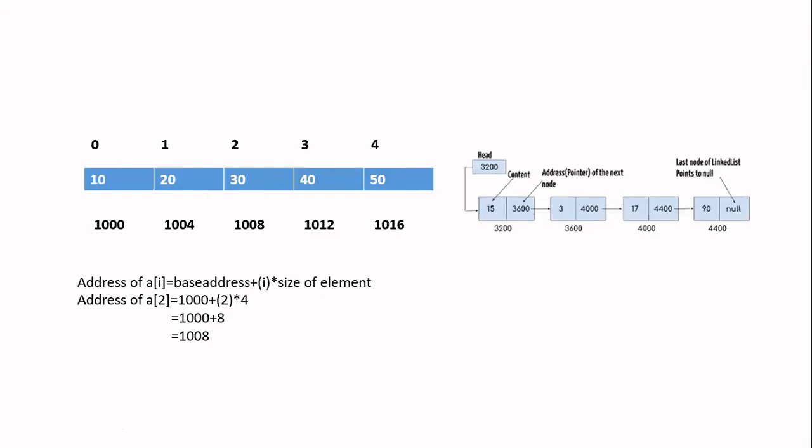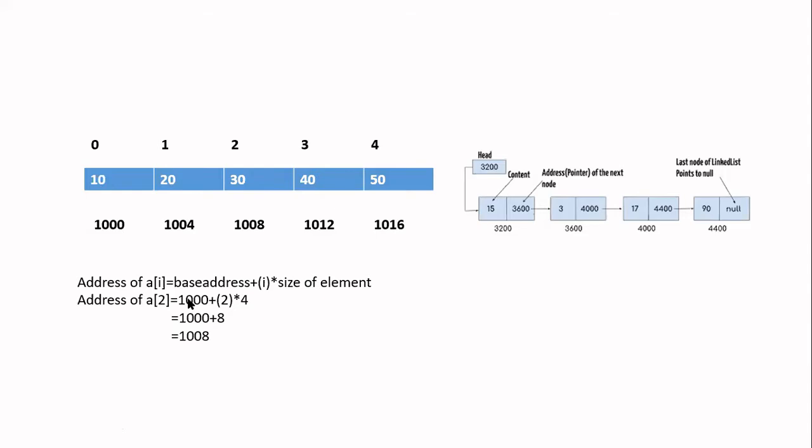In case of an array, you know that all the elements will be stored at continuous memory locations. That means if the starting address of the array is 1000, 10 will be stored at 1000, 1001, 1002, and 1003. If the next number is 20, it will be stored immediately after this 10. 10 ends at 1003, and starting from 1004 you will have the next number. So we say that array elements are stored in contiguous memory locations.